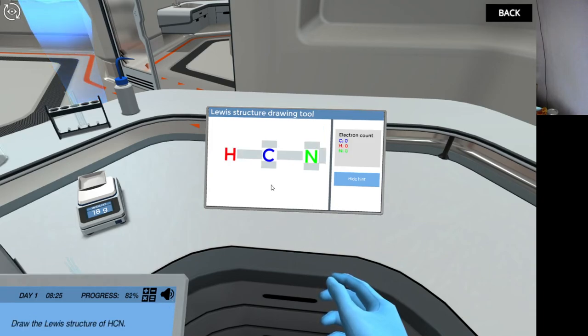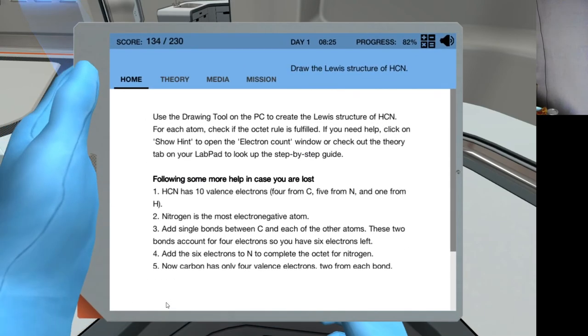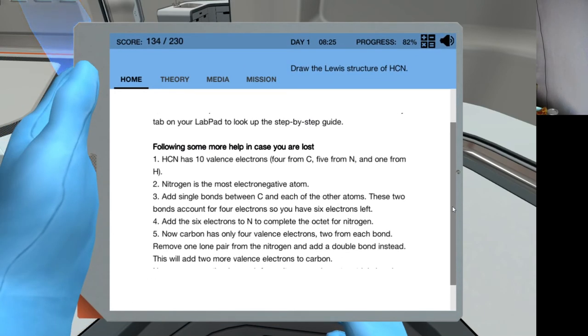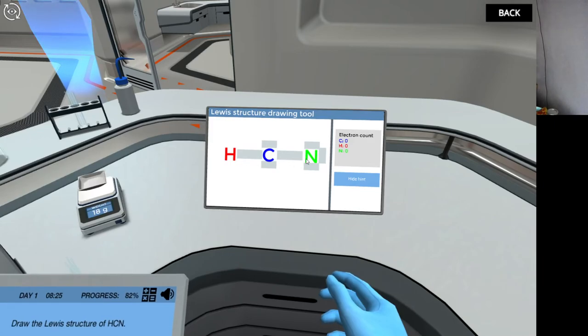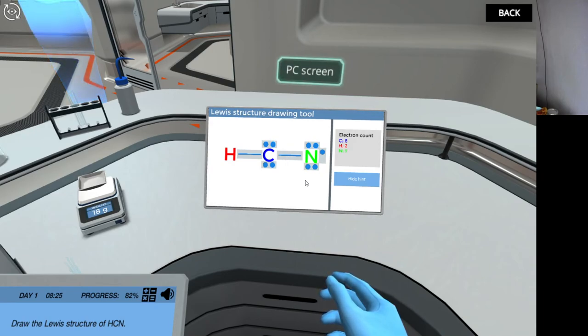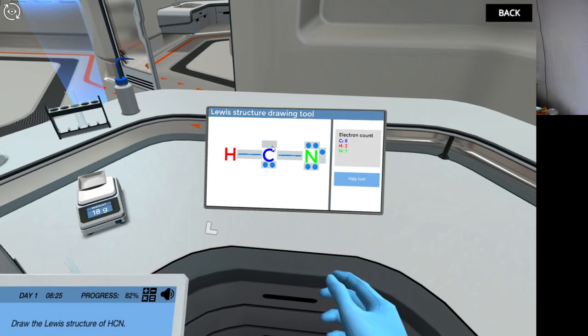Draw the Lewis structure of HCN. Okay, let's see, 10. 4 in C, 5 in N. So N has 5, C has 4, and H has 1. So it's got 6 right here. That gives it 8. N still only has 1. Click on the lab pad for more information.